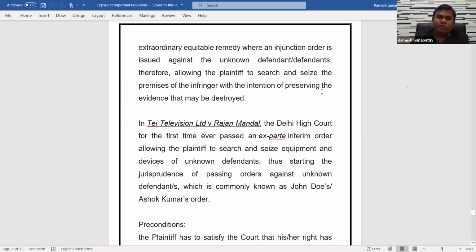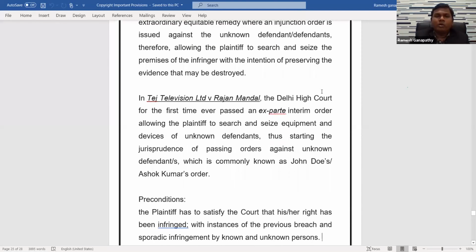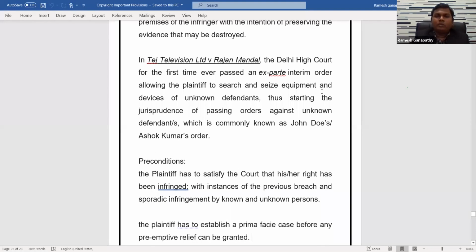So how did it come to India? The very first Indian case is Page Television Limited versus Rajan Mandal. The Delhi High Court was the first High Court to issue a John Doe order. It was the first time an ex parte interim order was passed allowing the plaintiff to search and seize equipment and devices of unknown defendants, thus starting the jurisprudence of passing orders against unknown defendants, commonly known as John Doe orders or Ashok Kumar orders. This was the first case, you can note down, from the Delhi High Court.